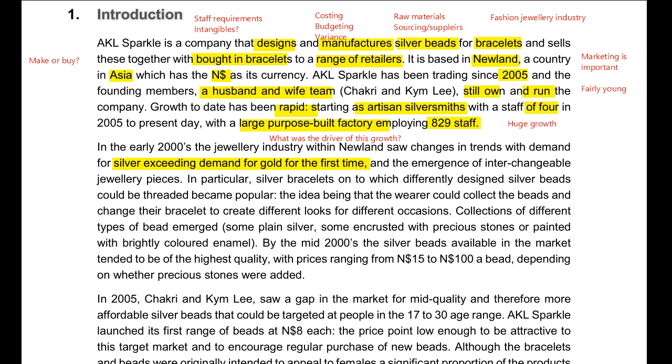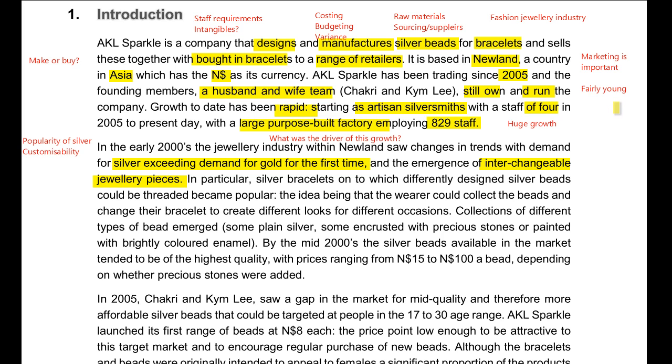So silver, whether or not Chakri and Kim knew about this increased demand, increased popularity of silver and took advantage of it, or whether they were lucky enough to just be part of that first wave of people. Again, we don't know. But either way, an increase in popularity of silver certainly helps any company selling silver beads. In addition to that, it was the emergence of interchangeable jewelry pieces. So 2 key things so far is an increase in the popularity of silver in jewelry and also interchangeable jewelry pieces. So an element of customizability in this kind of jewelry.